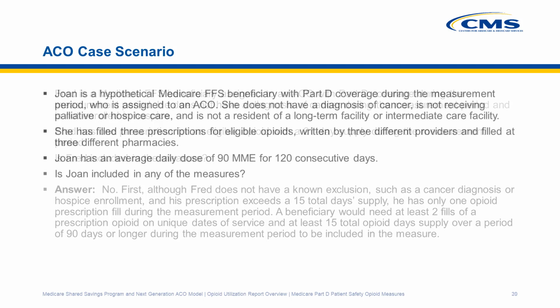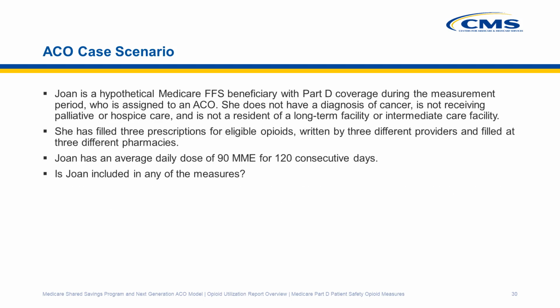In another scenario, Joan is a hypothetical Medicare fee-for-service beneficiary with Part D coverage during the measurement period assigned to an ACO. She does not have a diagnosis of cancer, is not receiving palliative or hospice care, and is not a resident of a long-term care or intermediate care facility. She has filled 3 prescriptions for eligible opioids written by 3 different providers and filled at 3 different pharmacies. Joan has an average daily dose of 90 MME for 120 consecutive days. Is Joan included in any of the measures?